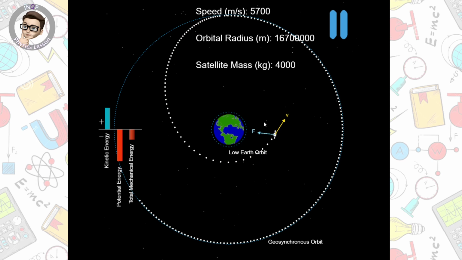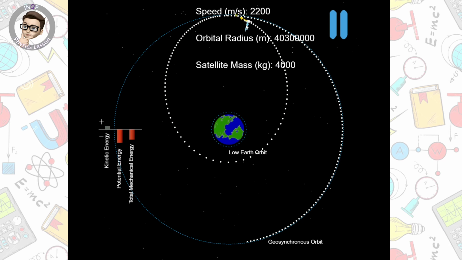Well, potentially the satellite will find a new stable orbit. It may not be circular, it's likely to be elliptical, and we can see it's coming almost all the way back out to our geostationary orbit. In fact, it pretty much crosses it, which is great.